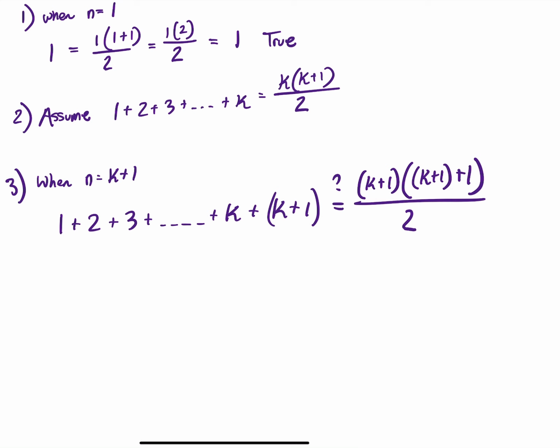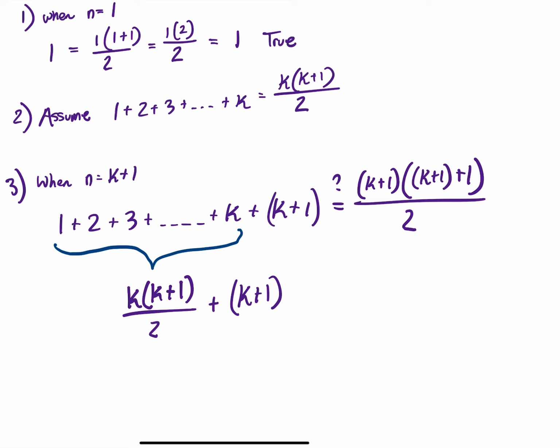So on the left side, in part 2, since we assumed the sum of 1 up to k is equal to k times k plus 1 over 2, we can replace 1 up to k with k times k plus 1 over 2. And then we still have the next term added, so plus k plus 1. Now let's see if we can turn this into the right side.